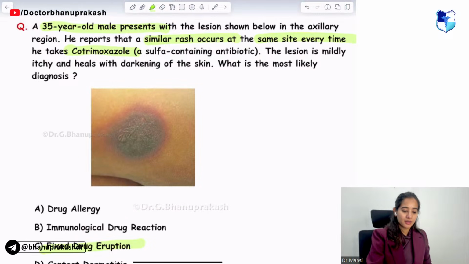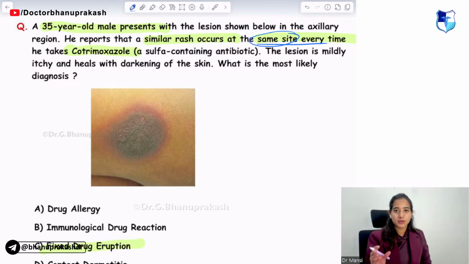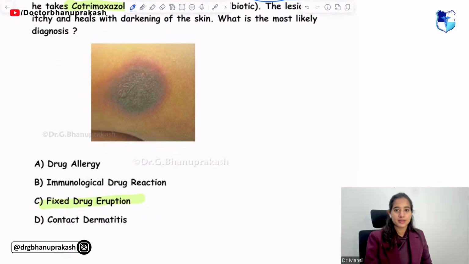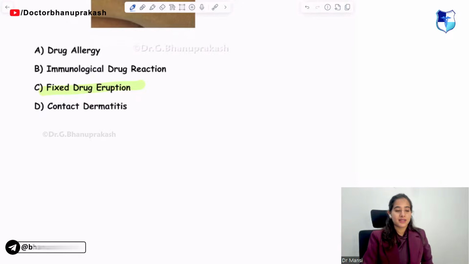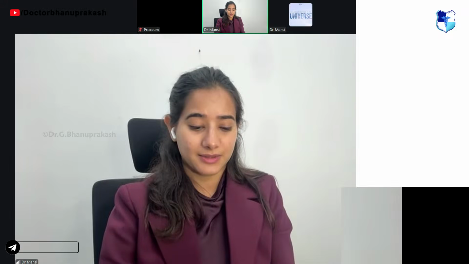Why? Because it is coming at the same site. If they had asked the question previously, they can probably ask again as well. So look for the same site, and look for the particular drug which is causing this symptom. That's where we end the session, and I hope it was productive enough. Remember that in RR sessions we can't go into the depth of the subject. This much is enough for FMG, I would say.